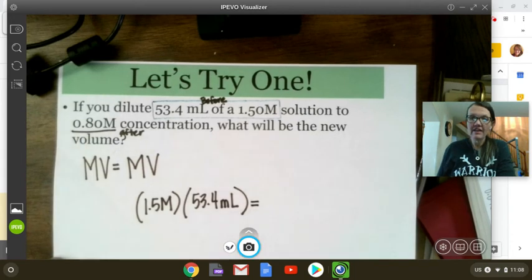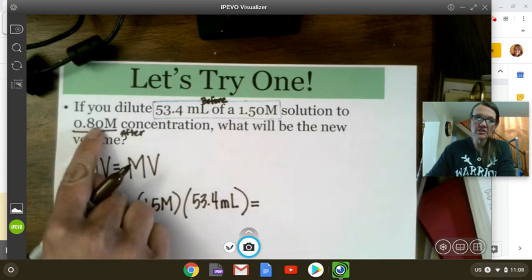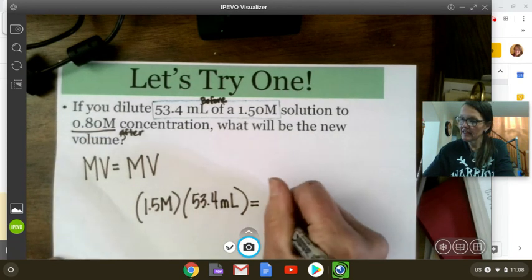Okay, and then so this is the before, and then the new concentration, the new molarity is 0.8.